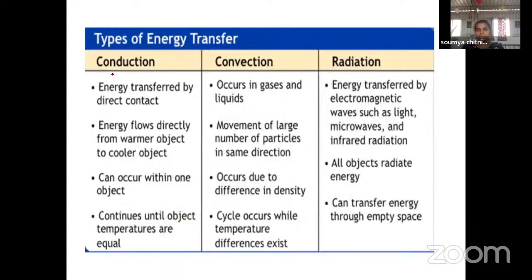So that is radiation. So conduction is what? Energy transferred by direct contact between molecules. Energy flows directly from the warmer object to the cooler one, can occur within one object, and continues until object temperatures are equal. Okay. Convection occurs in gases and liquids, as I told you. Movement of a large number of particles in the same direction occurs due to differences in density, and the cycle occurs while temperature differences exist.